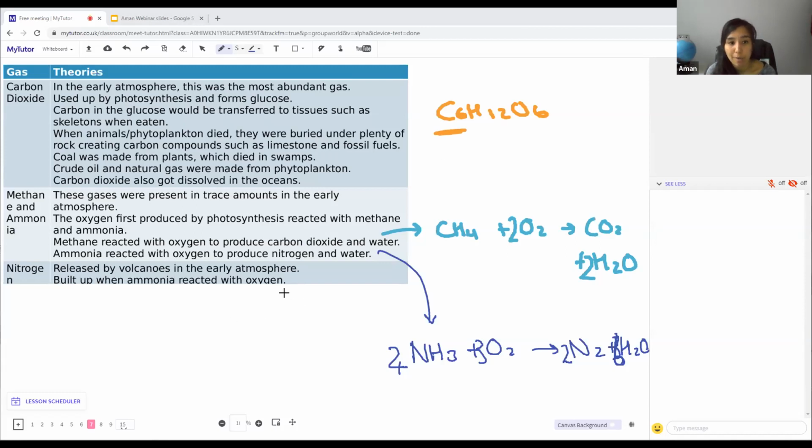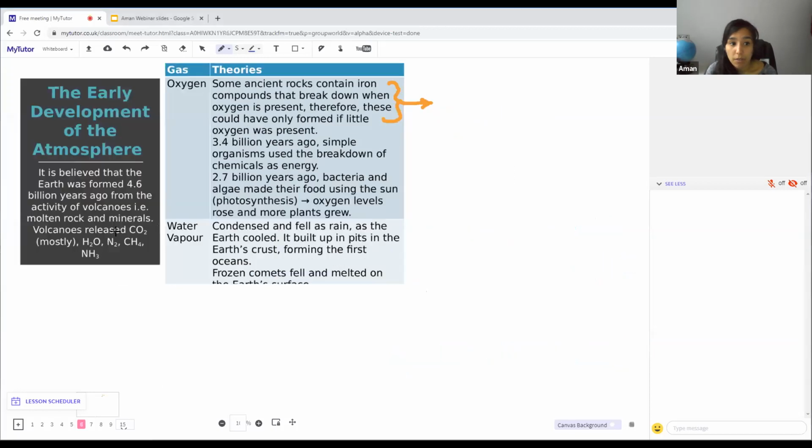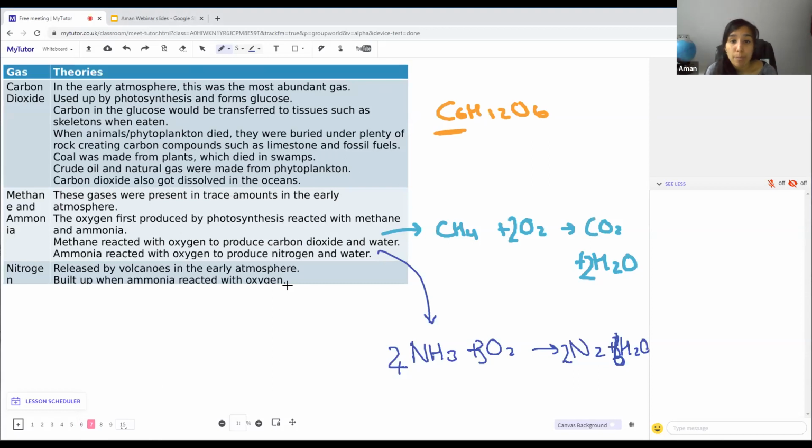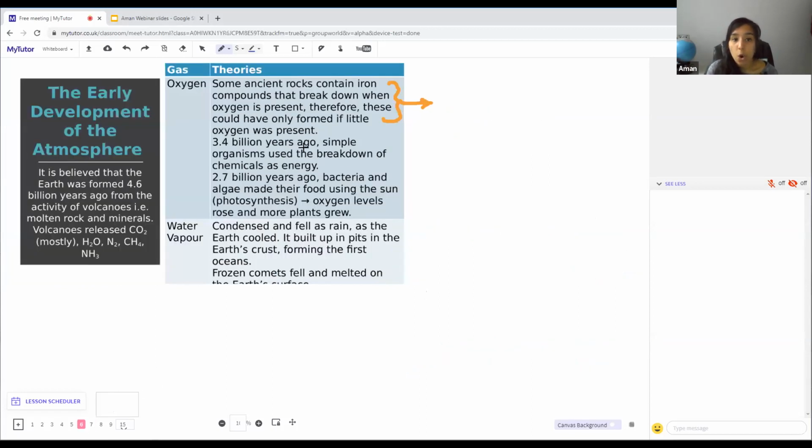Okay, so the final gas we need to know about is nitrogen. So nitrogen is unreactive, and as we said, it's been produced by reacting with oxygen. So this says here it was built up when ammonia reacted with oxygen, and it was released by volcanoes in the early atmosphere. So actually, nitrogen built up over time, and because it was unreactive, it didn't get used up, it actually got produced. Any nitrogen that was in the early atmosphere stayed and actually got built up as ammonia reacted with oxygen.